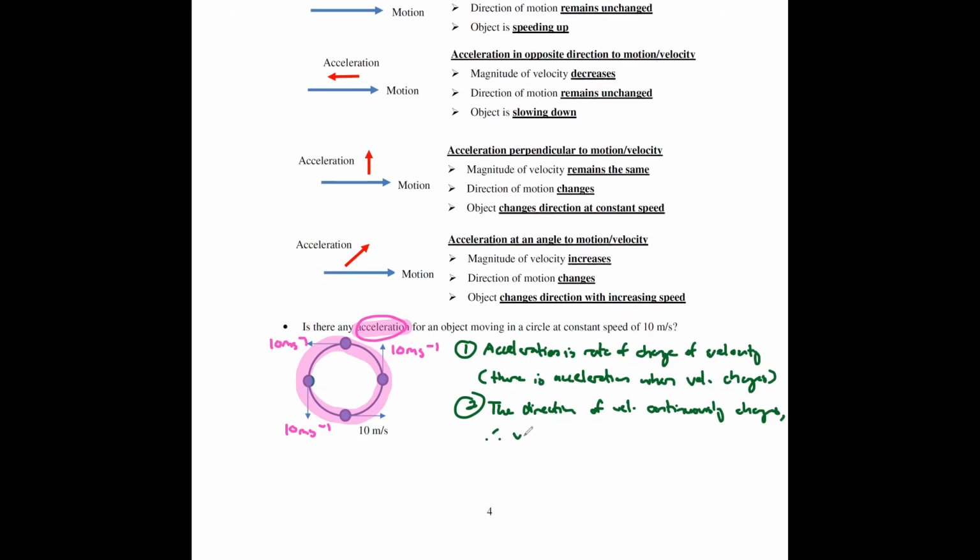Therefore, velocity is changing. So thus, there is acceleration. Okay, acceleration is rate of change of velocity. You have acceleration when velocity changes. Right now, you see that your velocity direction keeps changing. Therefore, velocity is changing. Thus, there is acceleration. Okay. Now, if we ask you one step further, what is the direction of the acceleration? This one, you will say something like this.